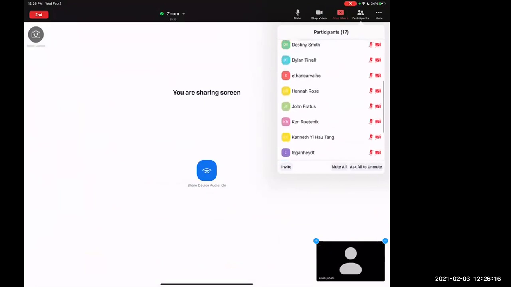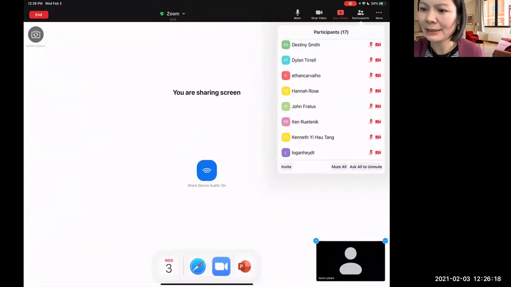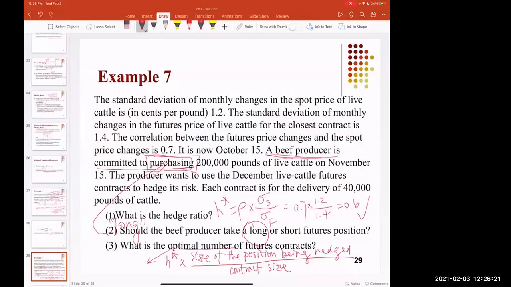Could you tell me what is the size of the position being hedged and the contract size? Yes. So I had 0.6 times 200,000 over 40,000. And that gave me 3 for the optimal number of contracts. Hold on 1 second. What's the size of the position being hedged? You find 200,000. Yeah, this is the size. And what is the contract size? 40,000. Yeah, 40,000. That's correct.